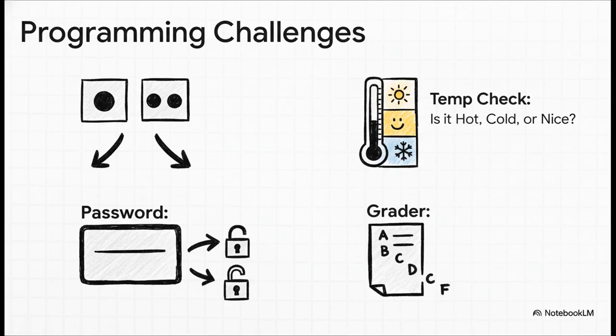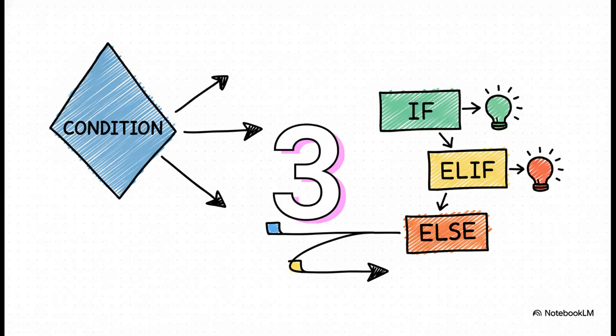Why don't you pause here for a sec and just think about how you'd build the logic for each of these. Would you just need a simple if-else, or would you need a longer if-elif-else chain to get the job done? So, let's recap everything.